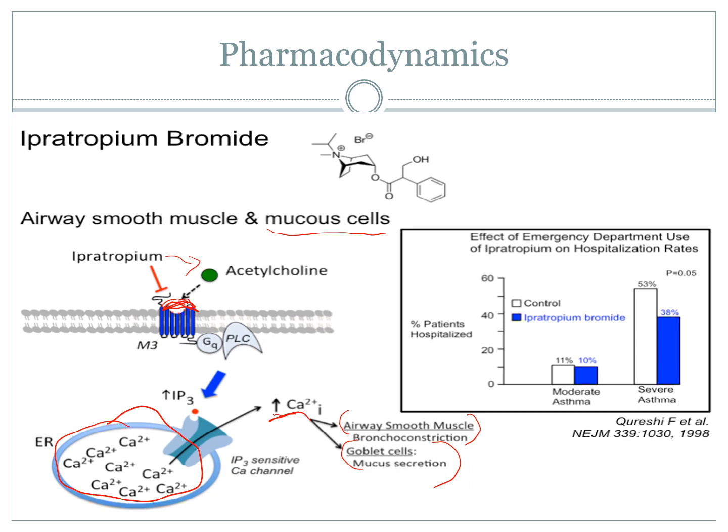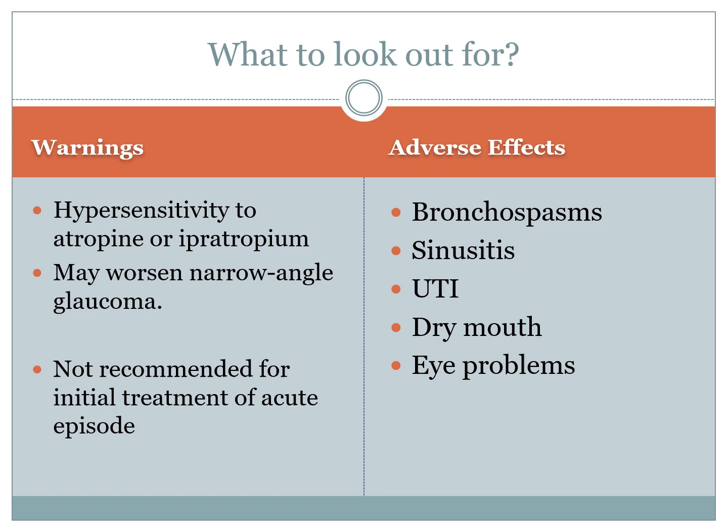Moving on into the more specifics of ipratropium bromide, we'll have a look at the warnings and the adverse effects. So the big warnings for ipratropium bromide is hypersensitivities to atropine itself or any of your ipratropium based drugs. Now it has been known to worsen narrow angle glaucoma, so it's just a good idea to ask the patient before they have it, and we'll talk about administration in a little bit. Now because of its pharmacokinetics that we've already discussed, we already know that it's not recommended for initial treatment of acute episode. It just takes too long before the onset kicks in.